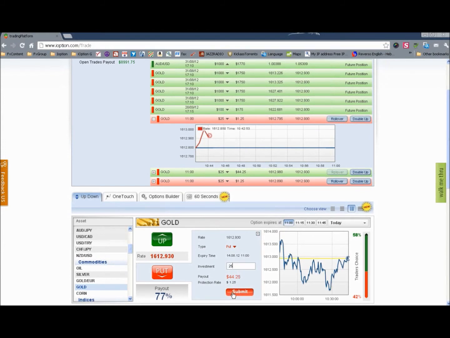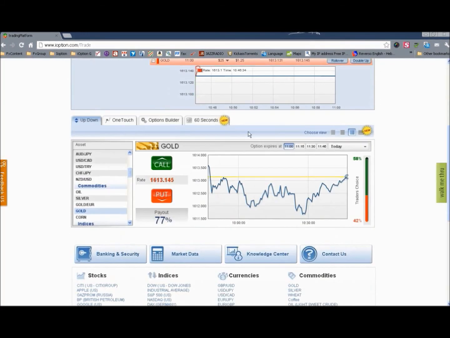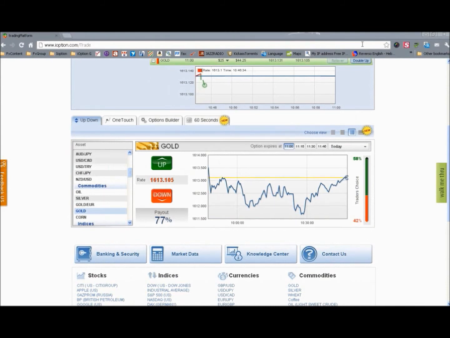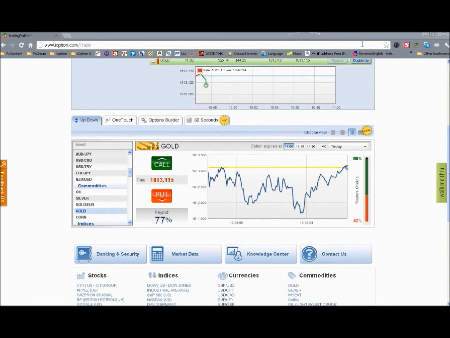We're going to invest $25, saying it's going to go down. Here we go. We're approving the trade. The window opened up on the top. And you can see it ticking down, and it's starting to move down, and it's staying between that 1613, 1611 range, just like we predicted it would.